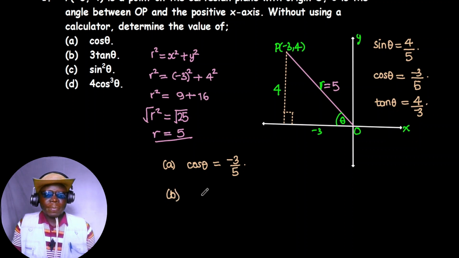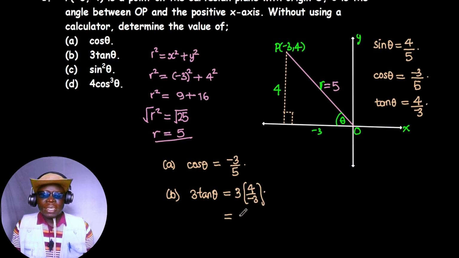So let's move on to part B, and that is 3 tan of the angle theta. This is equivalent to multiplying 3 by the ratio tan theta. And we know from what we have stated here, our tan is 4 over -3. Now you can see this 3 will reduce the denominator to 1. And 4 divided by -1 is -4. And that becomes our answer.